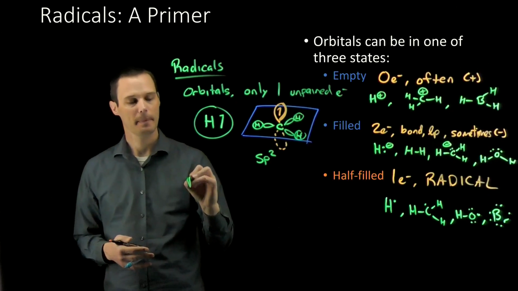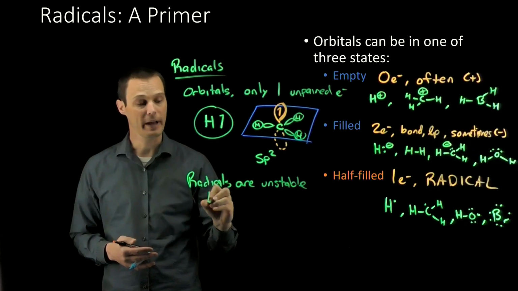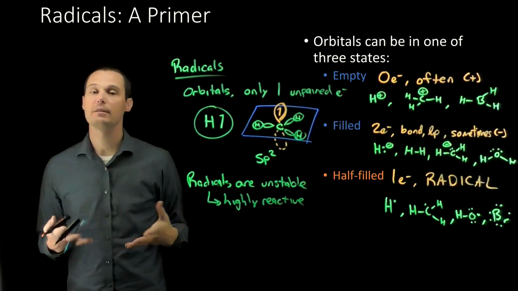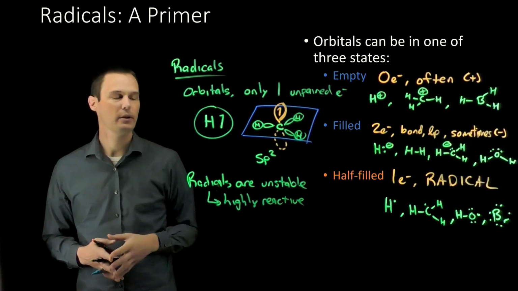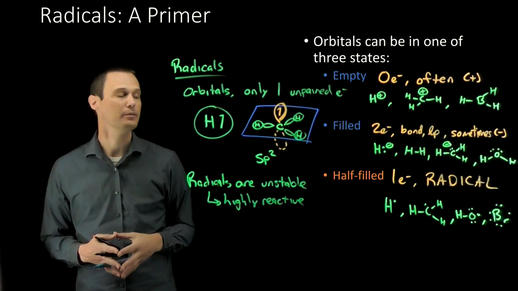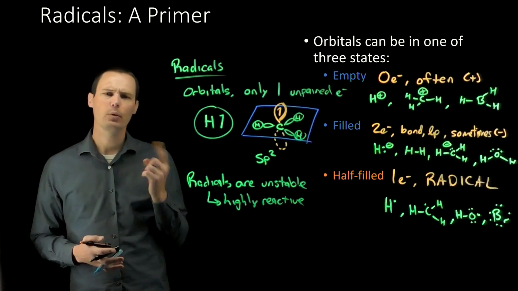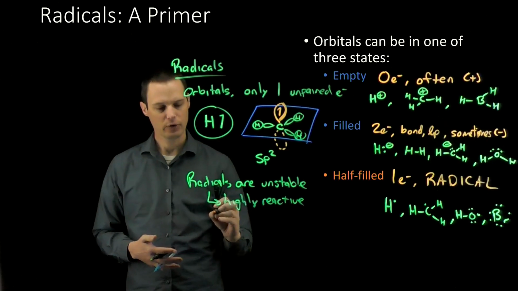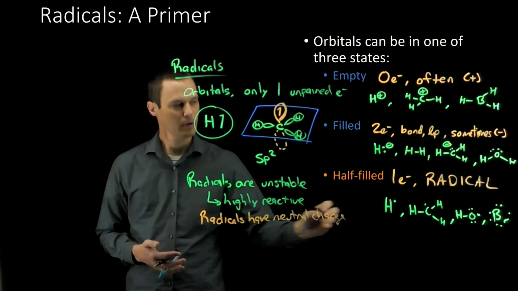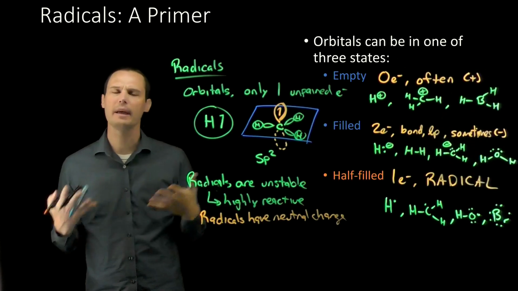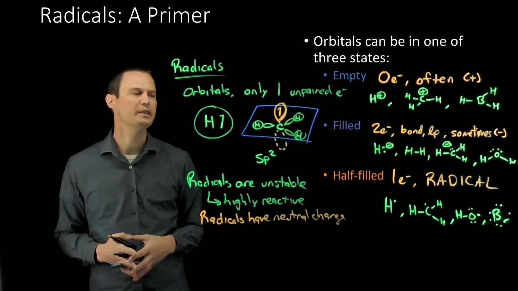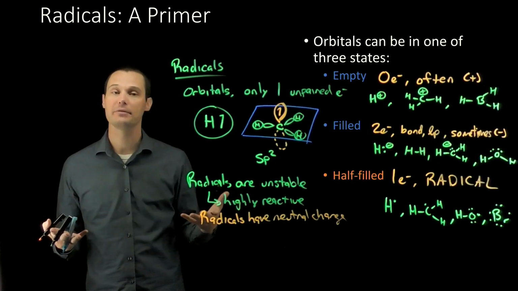What do we need to know about radicals? Radicals are unstable, so that means they're very reactive. We don't learn very many reactions that involve radicals in this course, but when we do, those radicals that we form are going to be highly reactive species, highly reactive intermediates. But what's interesting about radicals is that electronically, radicals have a neutral charge. That's almost a bit of a paradox. You would think that if something had a neutral charge, then it would be relatively stable, or if something was highly reactive, then it should have some kind of charge.